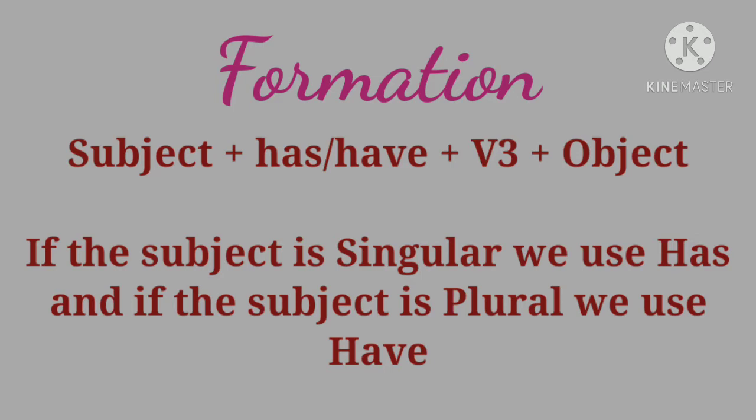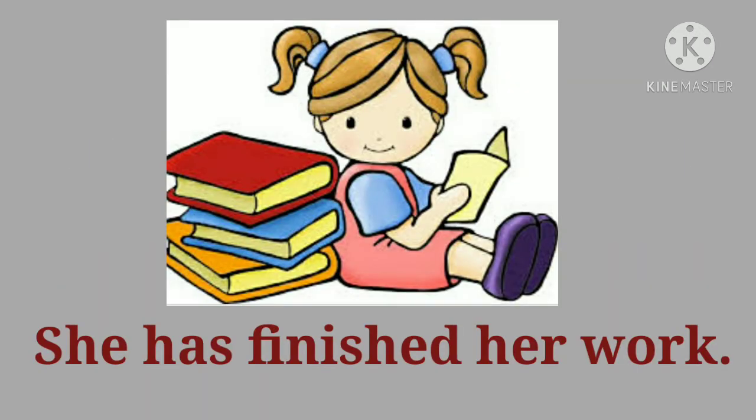So now let us see a few examples. Your first example is: she has finished her work. Here she is our subject. So our subject is singular. We are talking only about one person. So we use has. And finished is our verb 3. It is the same as our verb 2. Certain verbs are the same as verb 2 and certain verbs, their spelling changes in verb 3. But here finished is verb 3. So the sentence is: she has finished her work.